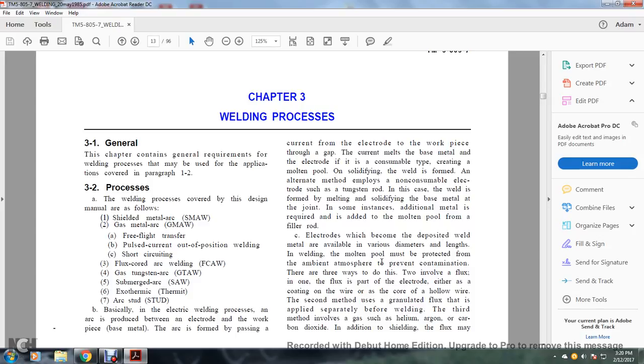The welding molten pool must be protected from the ambient atmosphere to prevent contamination. There are 3 ways to do this. The first involves the flux being part of the electrode, either as the coating of the wire or as the core of a hollow wire.